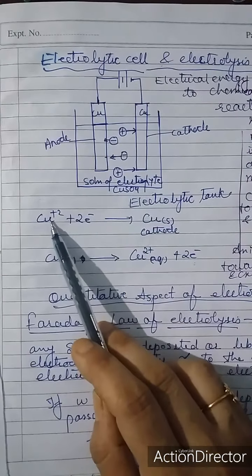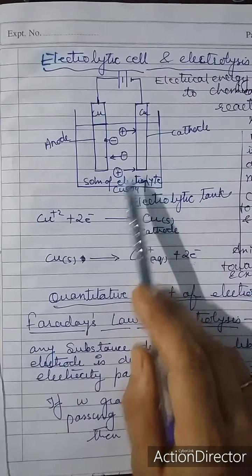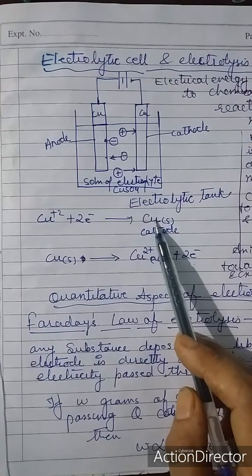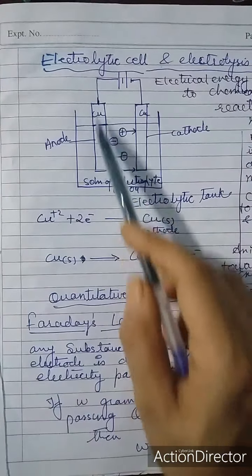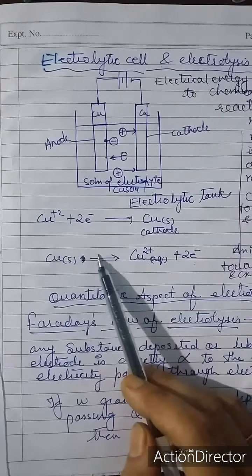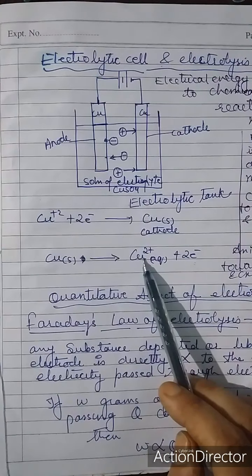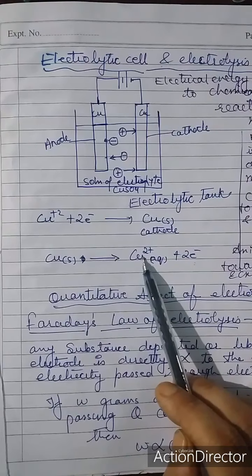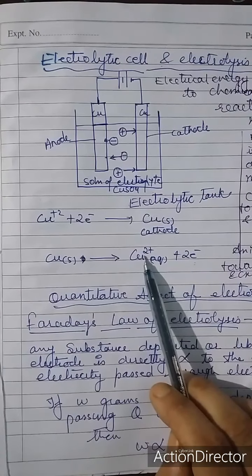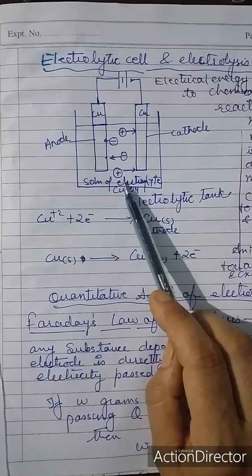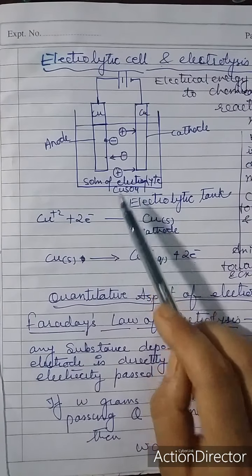So what is happening is Cu2+ will take electrons and it will be deposited as copper on the copper rod, which is present over here. That will lose electrons and get converted into Cu2+. So the electrolyte which is taken is either in aqueous state or in the molten state.